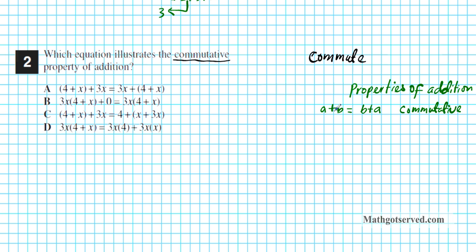It's commutative because the order of addition is being switched around. So a plus b and b plus a is commuted, got commuted to the position of b, and b commutes to the position of a. So we have the switch in order of addition. So that's the commutative property.